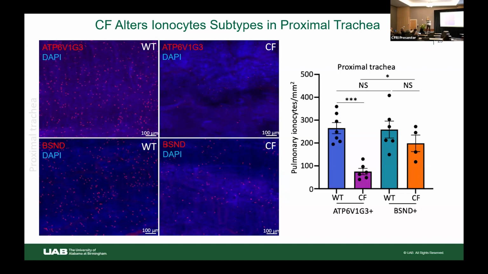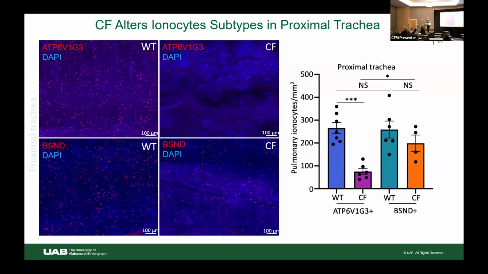So we have two groups here. One is the wild type and the other one is the cystic fibrosis group. As we can see in the control group, there are ATP6V1G3 positive ionocytes and BSND positive ionocytes. But moving to the CF group, we can clearly see in the image the ATP6V1G3 positive ionocytes are very significantly reduced. However, the BSND positive ionocytes in the CF remain at a very similar level to the wild type.